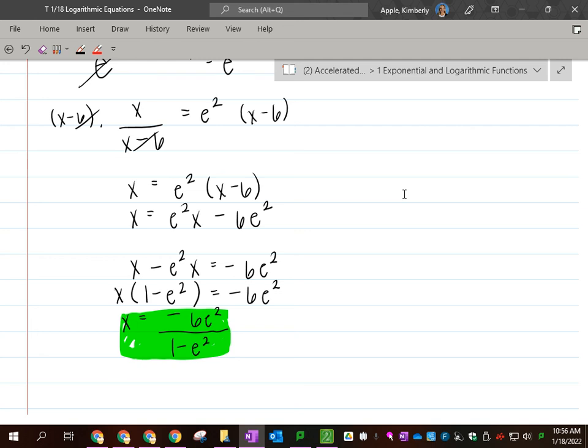Where'd you get the 1? When I factored the x out of the first term, it doesn't just disappear. There's a 1 there, so when I pulled that x out, it left a 1. Okay? This is really pushing your algebra skills to the limit. This is a difficult problem for us now. By the end of the course, you'll be like, shh. But right now, you're like, Jesus.